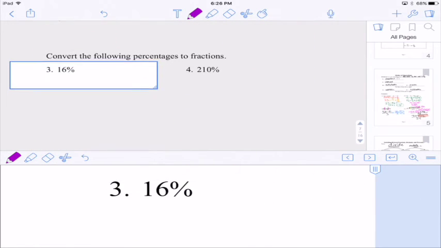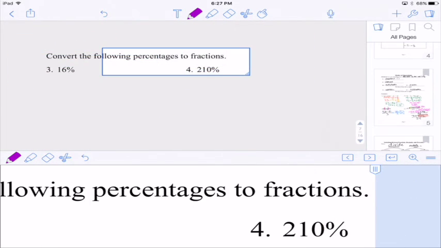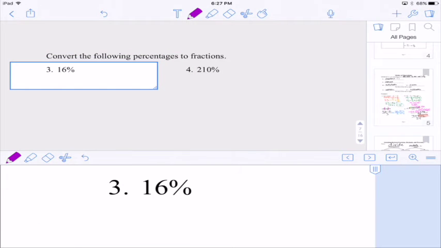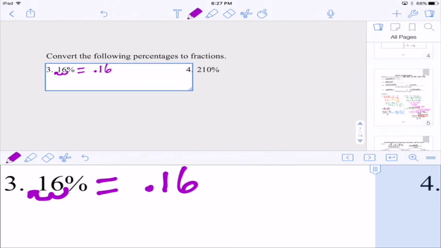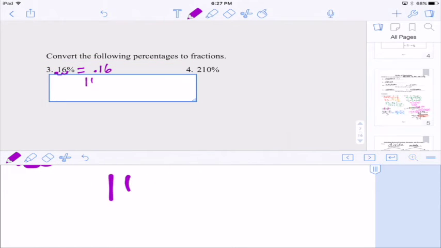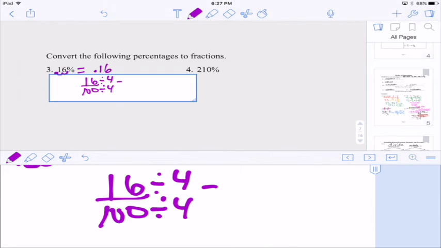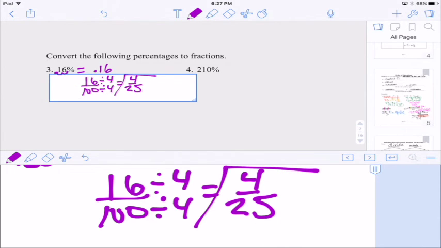Number 3, we want to convert the percentages to fractions. So we need to convert this to a decimal first. So we bring our decimal over 2 places, right, like dividing by 100. So we get 0.16. And since it's 2 decimal places, that's hundredths. We want to do 16 over 100. Now we want to simplify it as much as possible, so let's divide it all by 4. 16 divided by 4 is 4. 100 divided by 4 is 25. We can't go any farther. This is our fraction.